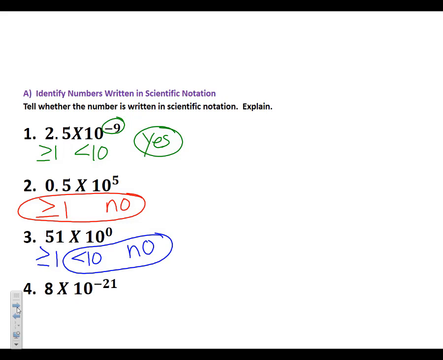I want to continue on with this one. Can I have an exponent of 0? Is 0 an integer? Well, hopefully you say yes, because we just did it on the previous page when I was talking about integers, and I listed those natural numbers, the whole numbers, and the integers. And so yes, that 10 to the 0 is acceptable. Example number 4, 8 times 10 to the negative 21. Is our factor 8 greater than or equal to 1? Yes. Is it less than 10? Yes. Is our exponent an integer? Yes. So this number is in fact written in scientific notation.